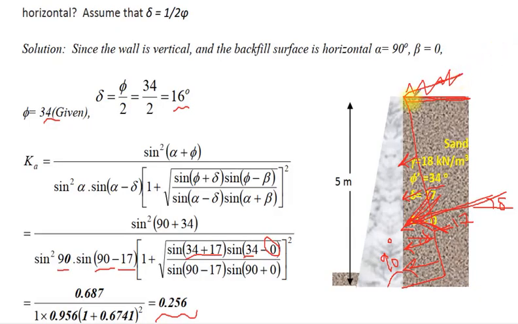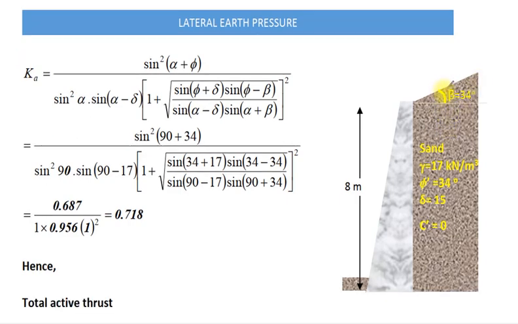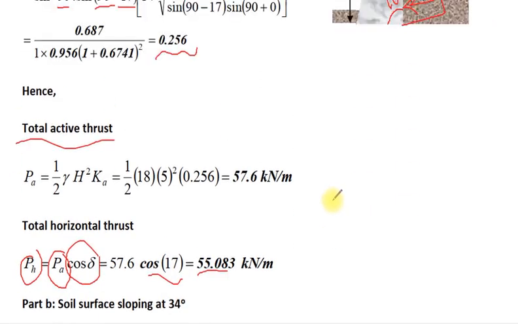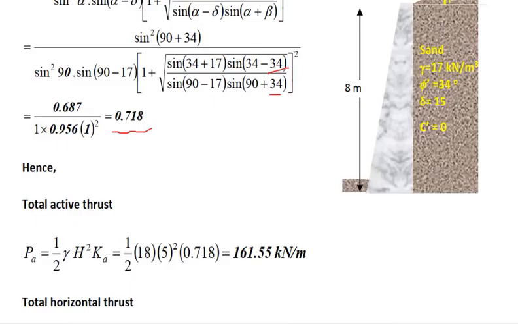When the backfill surface is inclined by an angle of 34, as in this figure, beta is equal to 34. Compute K active. Here beta will be equal to 34. K active gives the following result: 0.718, which is greater than the K active in the first case with the horizontal backfill surface.